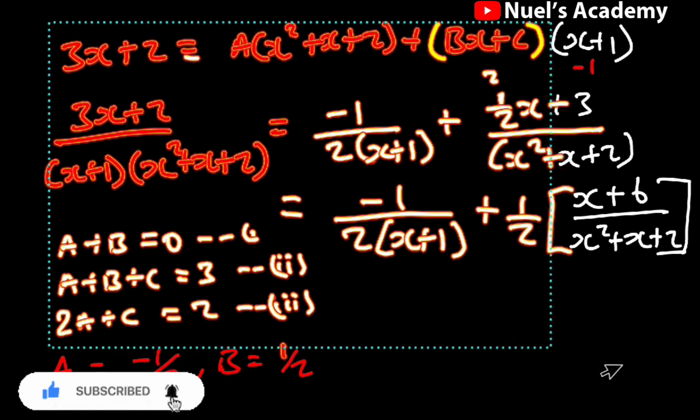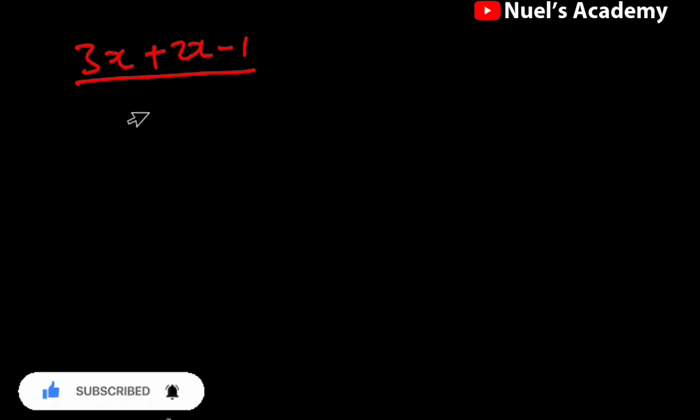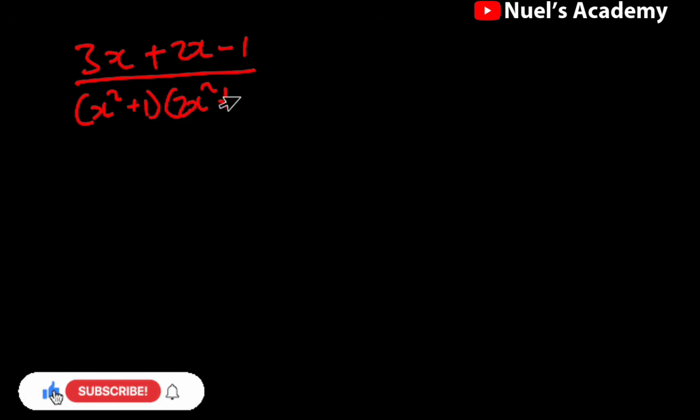Let's solve the second question in this category. And the second question is, we are given 3x plus 2x minus 1 divided by x squared plus 1 multiplied by 2x squared plus 3x plus 1. I ask you to resolve this into partial fractions. I want you to pause this video and solve this question. When you are done solving it, you unpause it and see the solution.